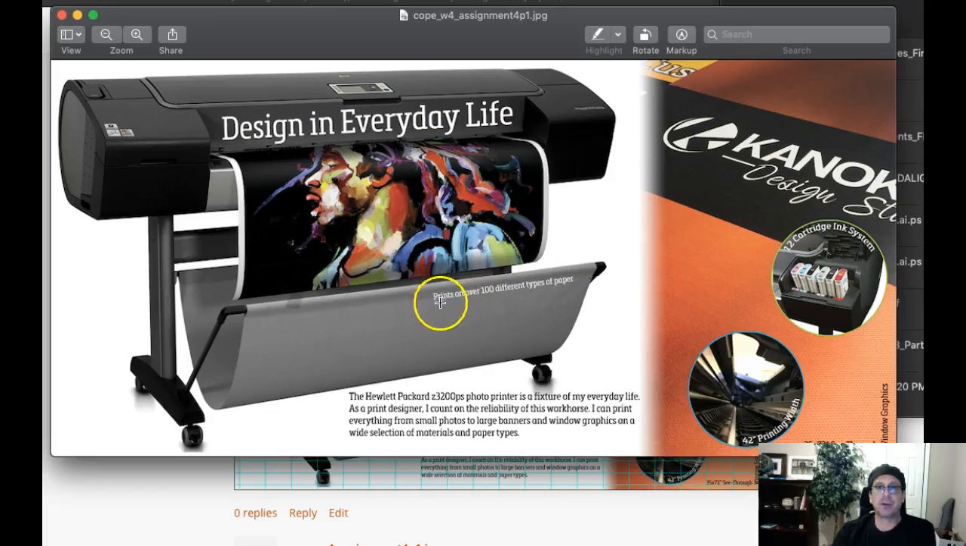This right here is in no man's land. So again, it's receding in the composition. It causes more confusion than it does explaining anything because it's over here alone. It's kind of superimposed on the paper catcher, and it doesn't have a whole lot of meaning. What I would do is this. I would say design it in everyday life, right? And then as a subhead, I would say the Hewlett-Packard Z3200 PS, okay?